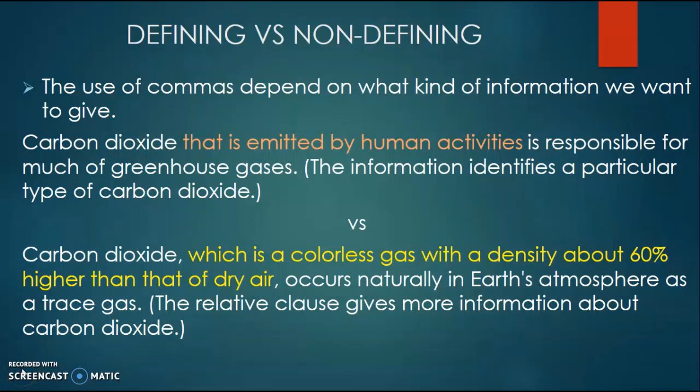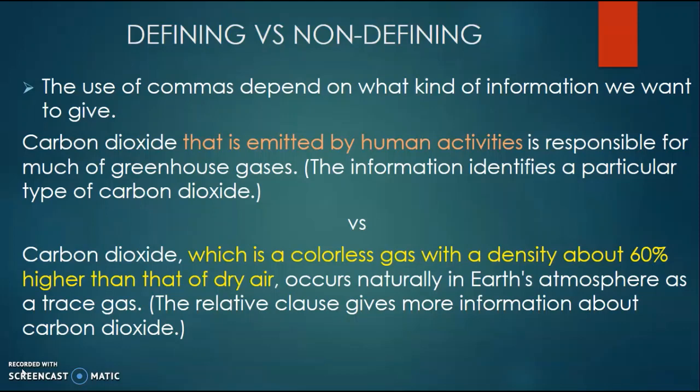Okay, going on with the topic defining versus non-defining. The use of commas depends on what kind of information we want to give. When we want to give a specific piece of information about a noun, we want to define it. In this case, we use a defining relative clause. Carbon dioxide that is emitted by human activities is responsible for much of greenhouse gases. The information here identifies a particular type of carbon dioxide.